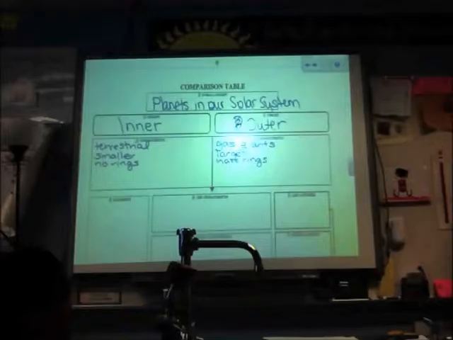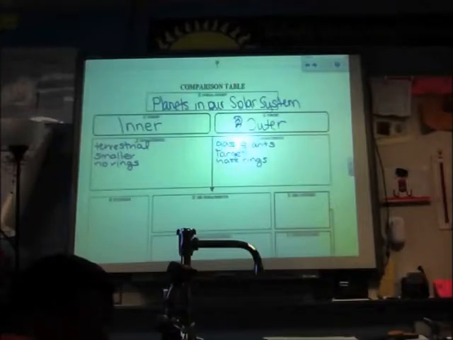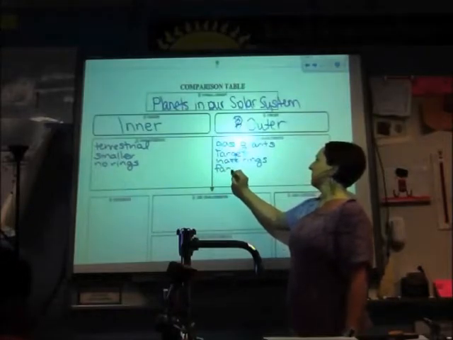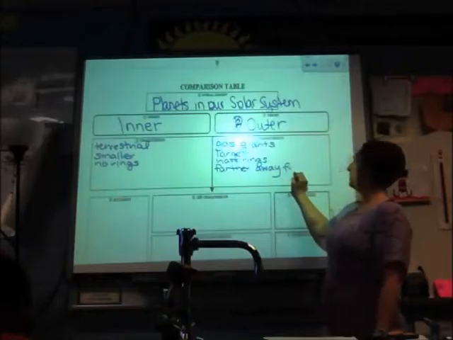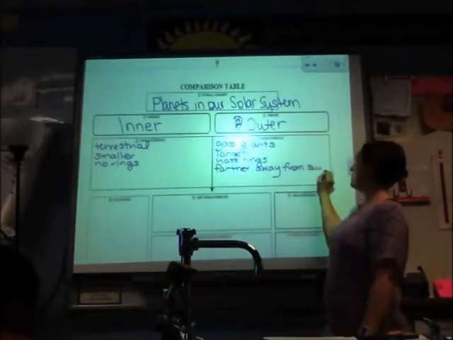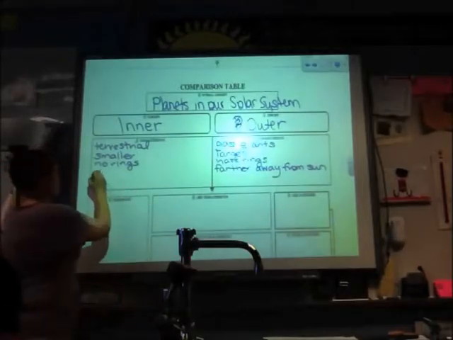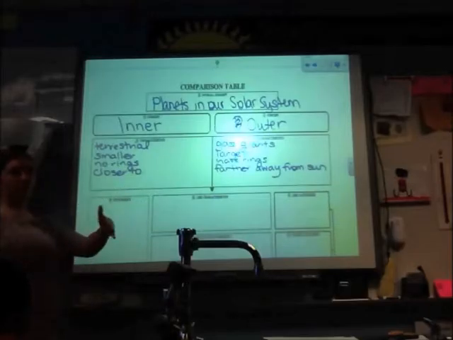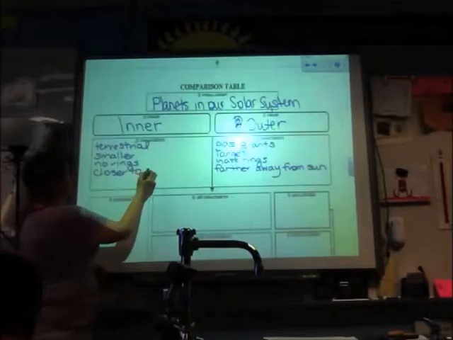Other things that we need to know. Zach, what you got for me? That the outer are farther away, obviously, from the sun, so they're colder. Farther away from the sun. So then what would I say about inner? Closer. And when we did the scale activity the other day, we saw just how much closer they are and how much further the outer ones are.